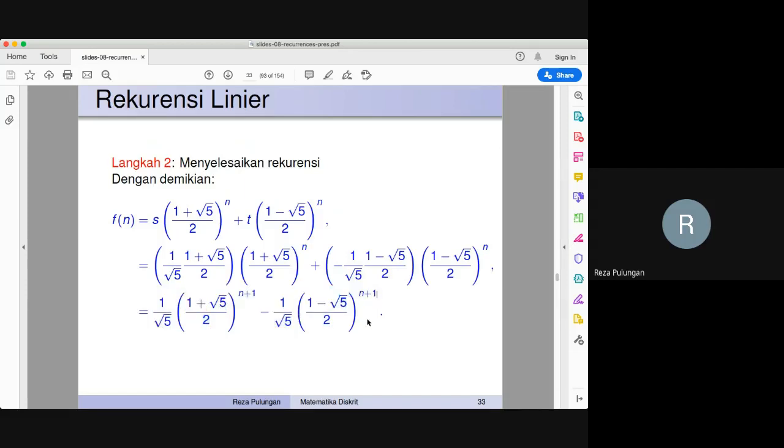If I ask you right now, what is F100? You can simply substitute n by 100 and you will be able to find the solution. And even though this looks really complicated, the solution will be an integer. Okay? The solution will be an integer. Okay, let me continue. We don't have much time.